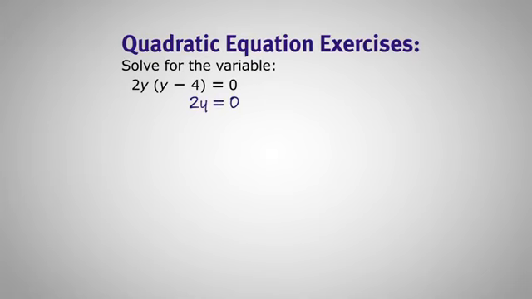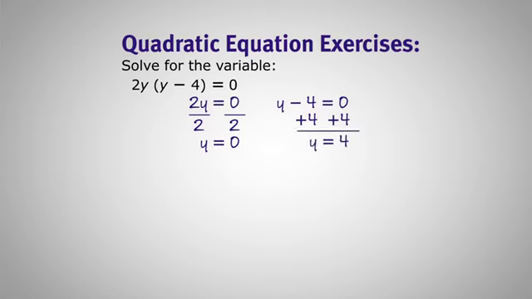So 2y is going to equal 0. If you divide both sides by 2, you get y is equal to 0. For the second quantity, you have y minus 4 is equal to 0. Add a 4 to both sides of the equal sign, and you get y is equal to 4.